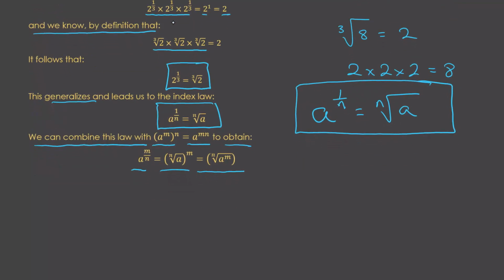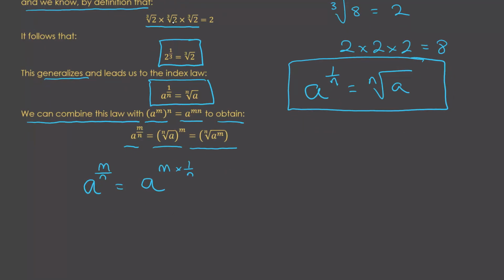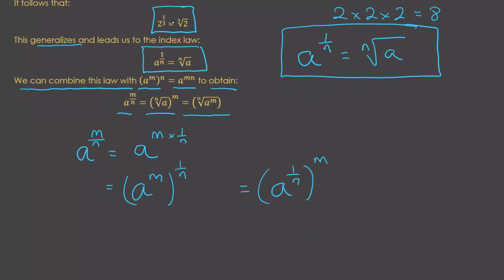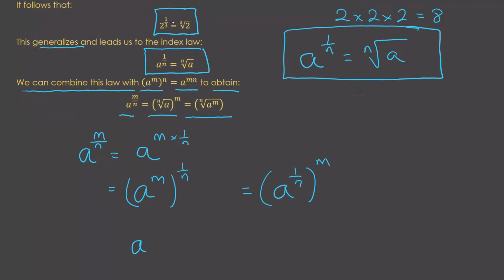Let's just go through that last part. So a^(m/n), remember that that is the same as having m times 1/n. Now that could either come from (a^m)^(1/n), or (a^(1/n))^m. In this case, what we're doing is we've got a^m first, and then we take the nth root of that. And in this one, we've taken the nth root first, and then we raise that to the power m.